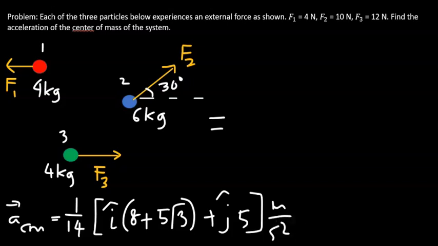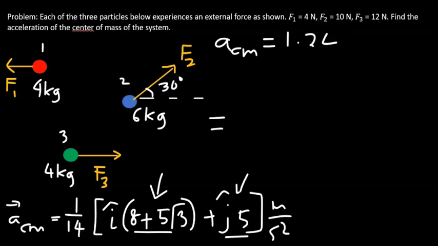We can compute the magnitude of this acceleration. This is, after all, just a vector. So when you take the square of the components, sum them up, and take a square root of it, you get 1.24 meter per second squared.